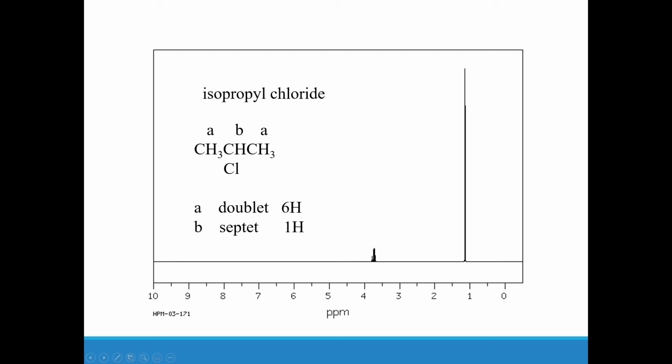Meanwhile, the type B, which is 1 hydrogen that has 6 neighbors, so a septet, can be right here. And what's really important for us to notice here is the integration. This group only has 1 hydrogen, so the peak is smaller, versus this group, which had 6.